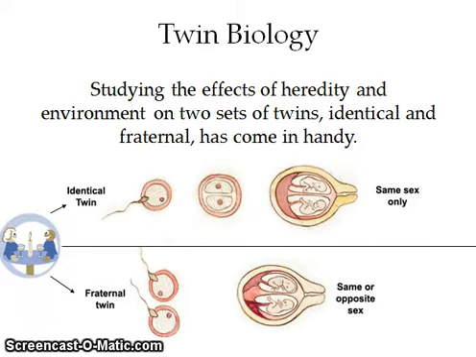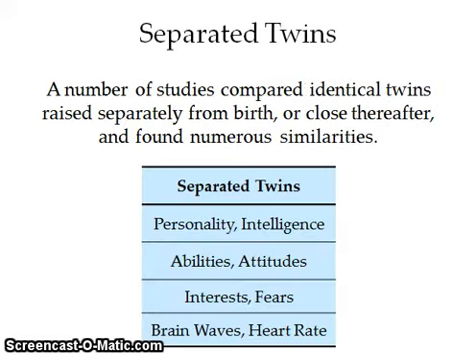And really, identical twins are more often used in studying twin biology, but fraternal twins can give us a lot of information too. And specifically, what researchers are interested in are twins that have been separated at birth. A number of studies show that despite not having the same environment, identical twins raised separately from birth are very similar to one another, especially in personality and intelligence, their interests and their fears, and also even biological. They share biological similarities in brain waves and heart rate.